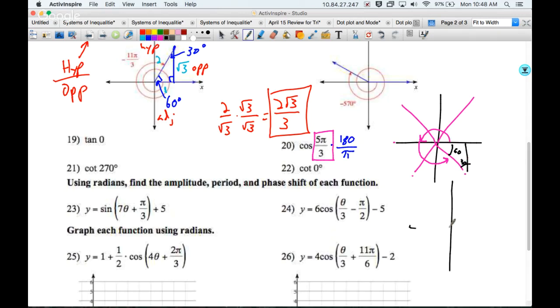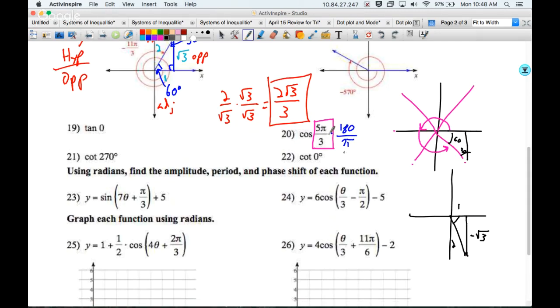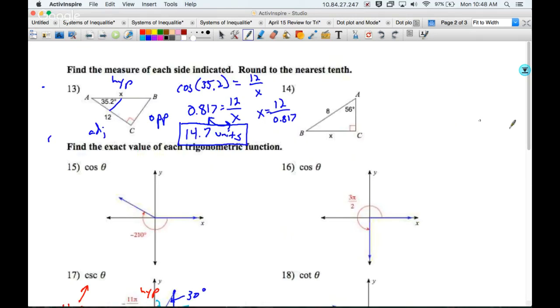Let me draw that a little bit better. 30, 60, 90. The side lengths are 1, 2, and the square root of 3, but this one now is coming down from the x-axis, so that makes that a negative side length there. All right, and we want cosine, so we want the adjacent over the hypotenuse, which is going to be 1 over 2, which equals 1/2. Number 20, I got 1/2. Yep.